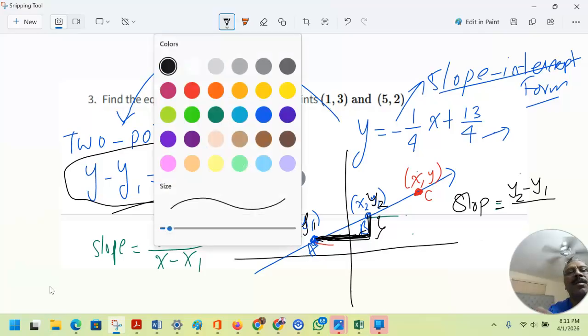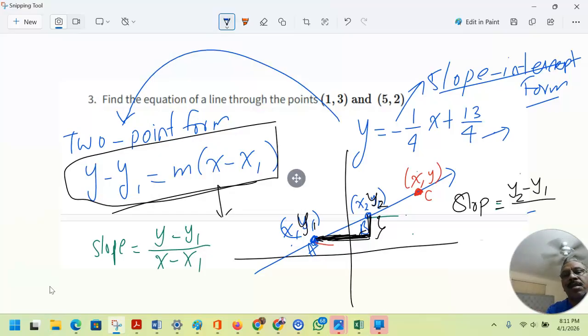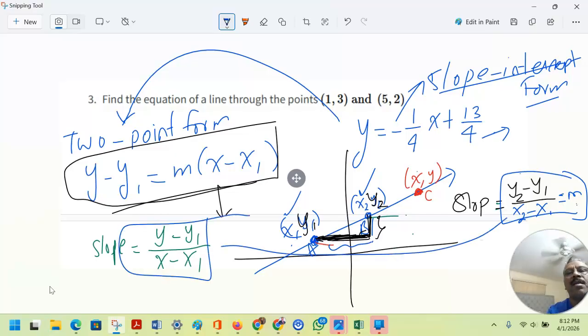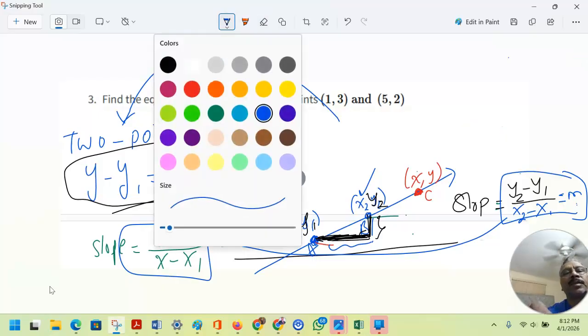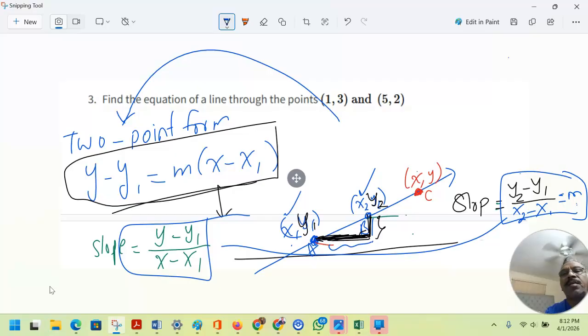And then the run. The run is x2 minus this x1. And we already know that we write this regularly as the slope formula. See, this slope formula. So this m that we get, this and this are the same thing. So what I'm going to do now is write this piece here, which is m.